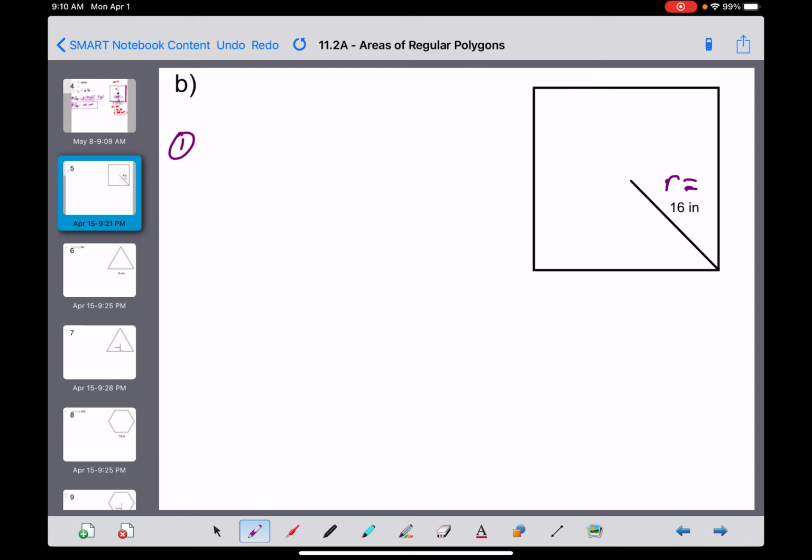So let's set up our formula. Area of a regular polygon is 1/2 times perimeter times apothem. Now in step 2, I go to fill in what I know, but the issue here, guys, is I don't know the perimeter, nor do I know the apothem. We've got some work to do on this problem.